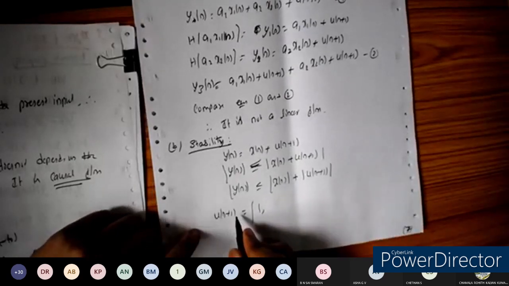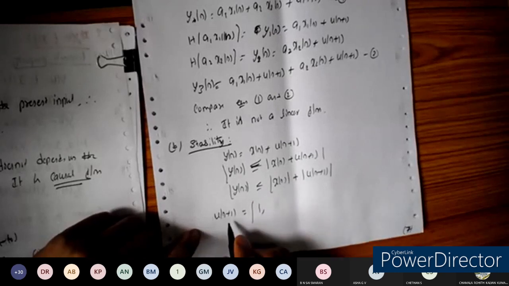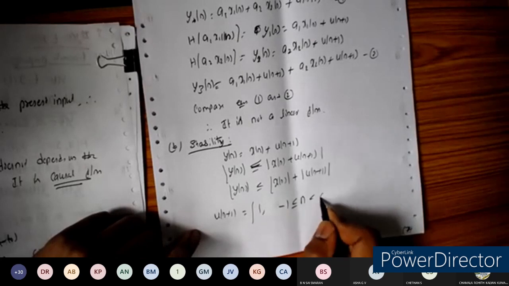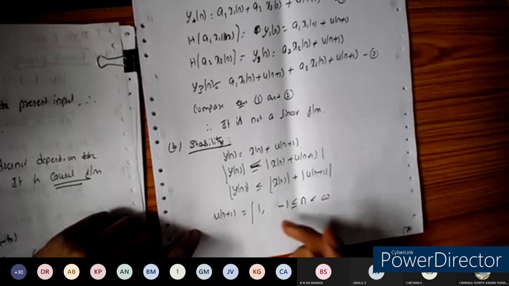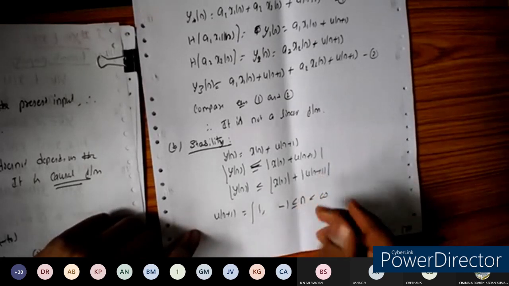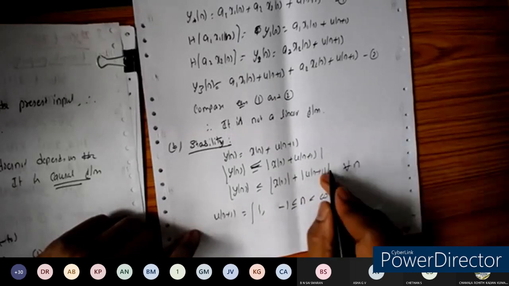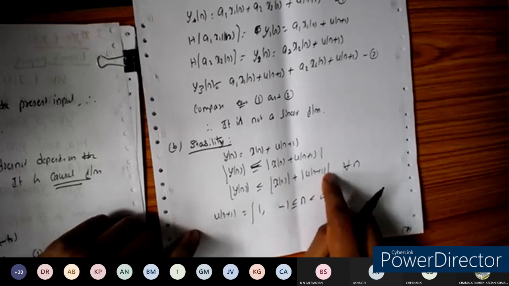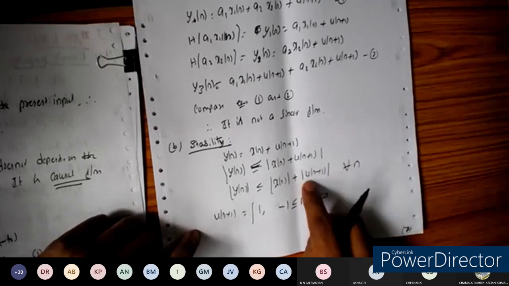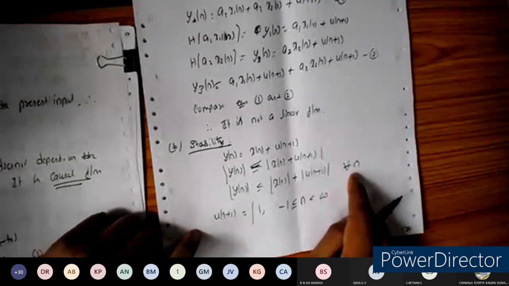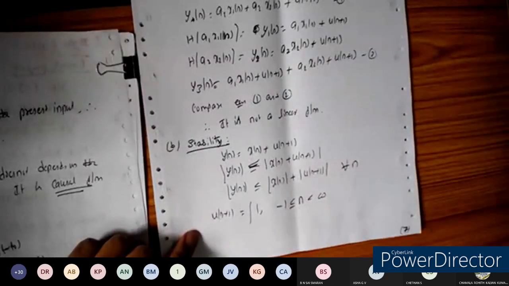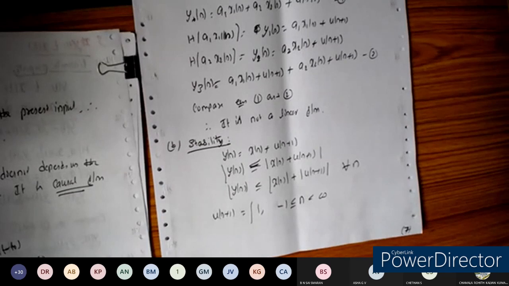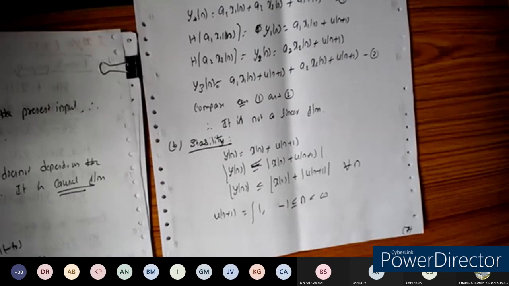What's the value of u of n plus 1? u of n is nothing but 1, from minus 1 up to infinity. Minus 1 is less than or equal to n, which is less than infinity, it will be equal to 1. When you add 1 for all values of n, obviously it will become infinity. So the given system is not a stable system.